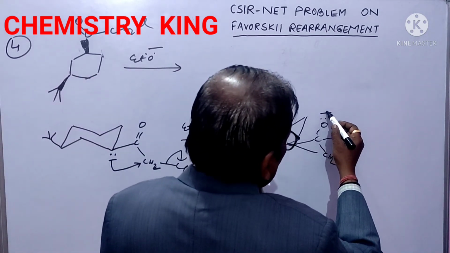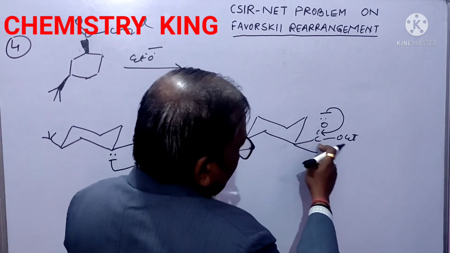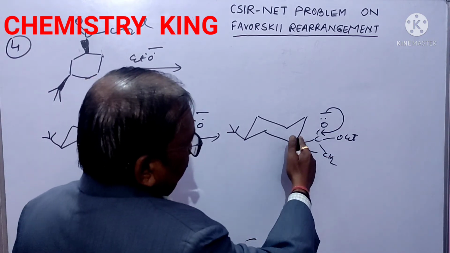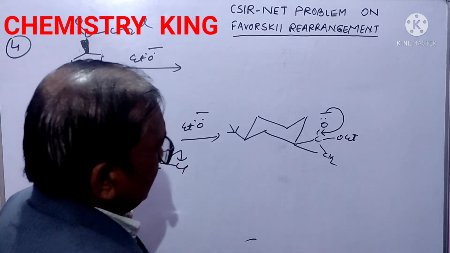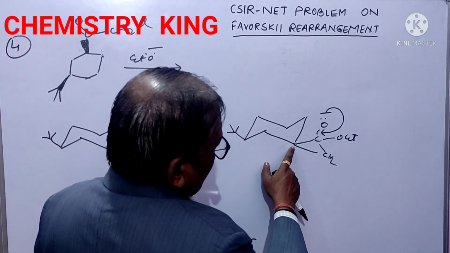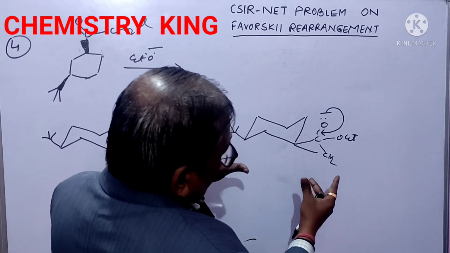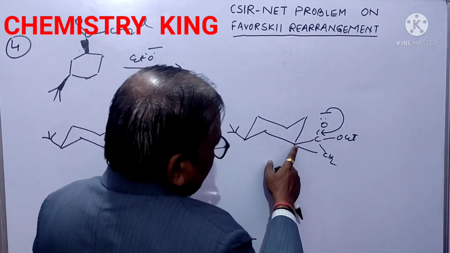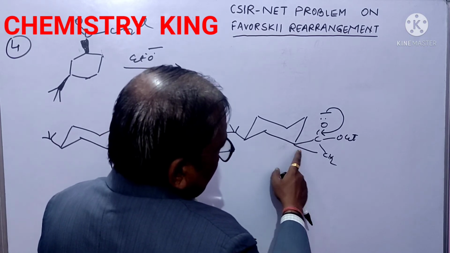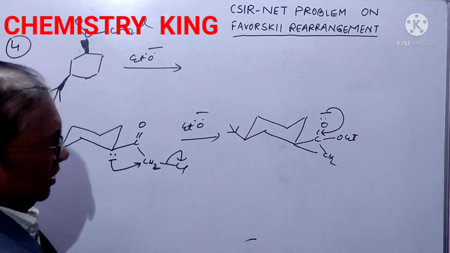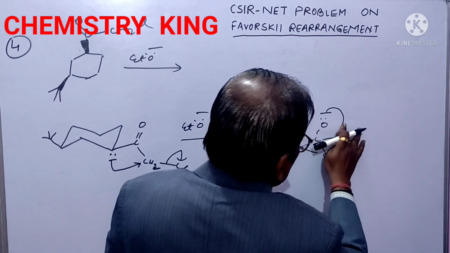When it will come back, this bond may break, this bond may break. If this bond breaks, negative charge will be here. If this bond will break, negative charge will be here. If negative charge will be here, then it is attached with this alkyl, this alkyl, this alkyl, 3 alkyl, which will pump the electron and electron density will be greater here. So it leads to instability. If negative charge will be here, it is better, it is stable. It is not unstable. So you will get this one.